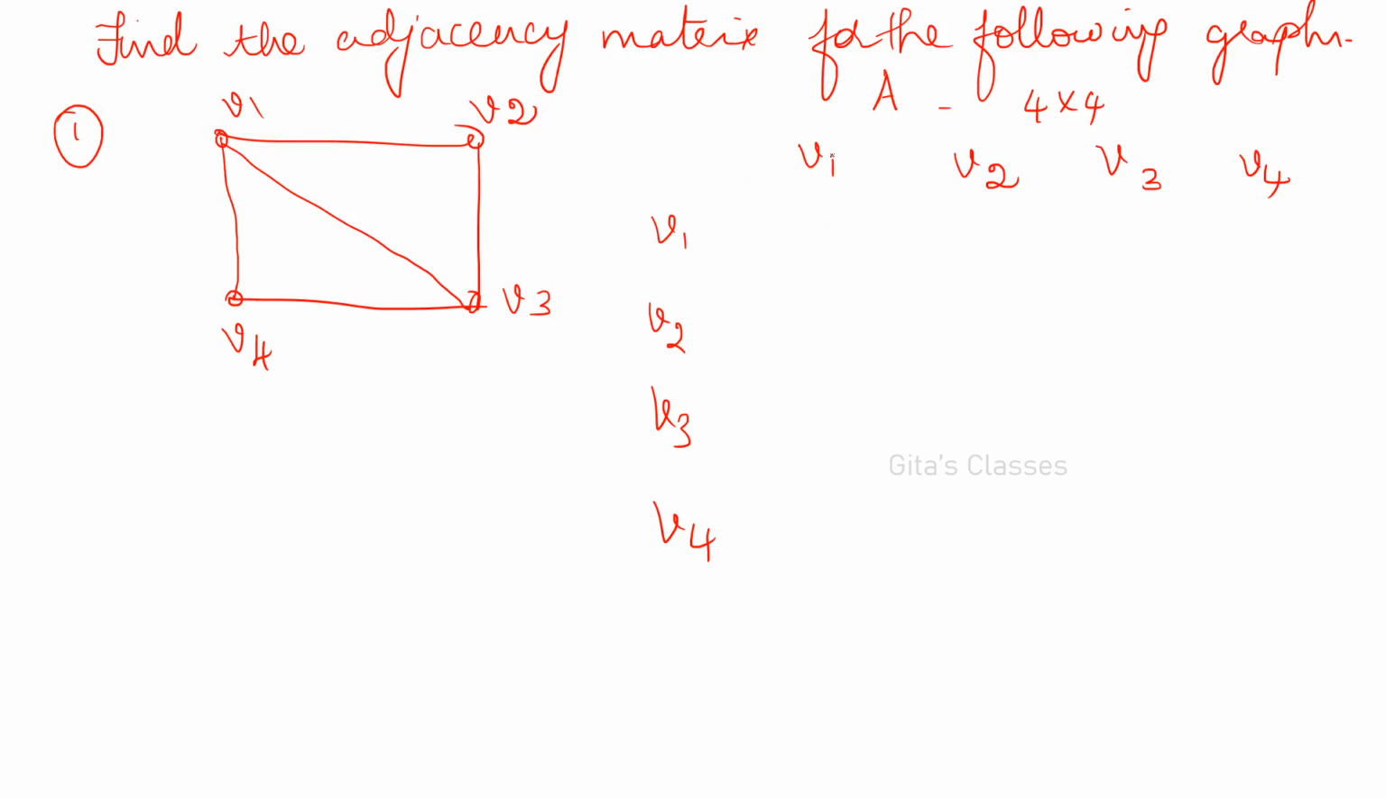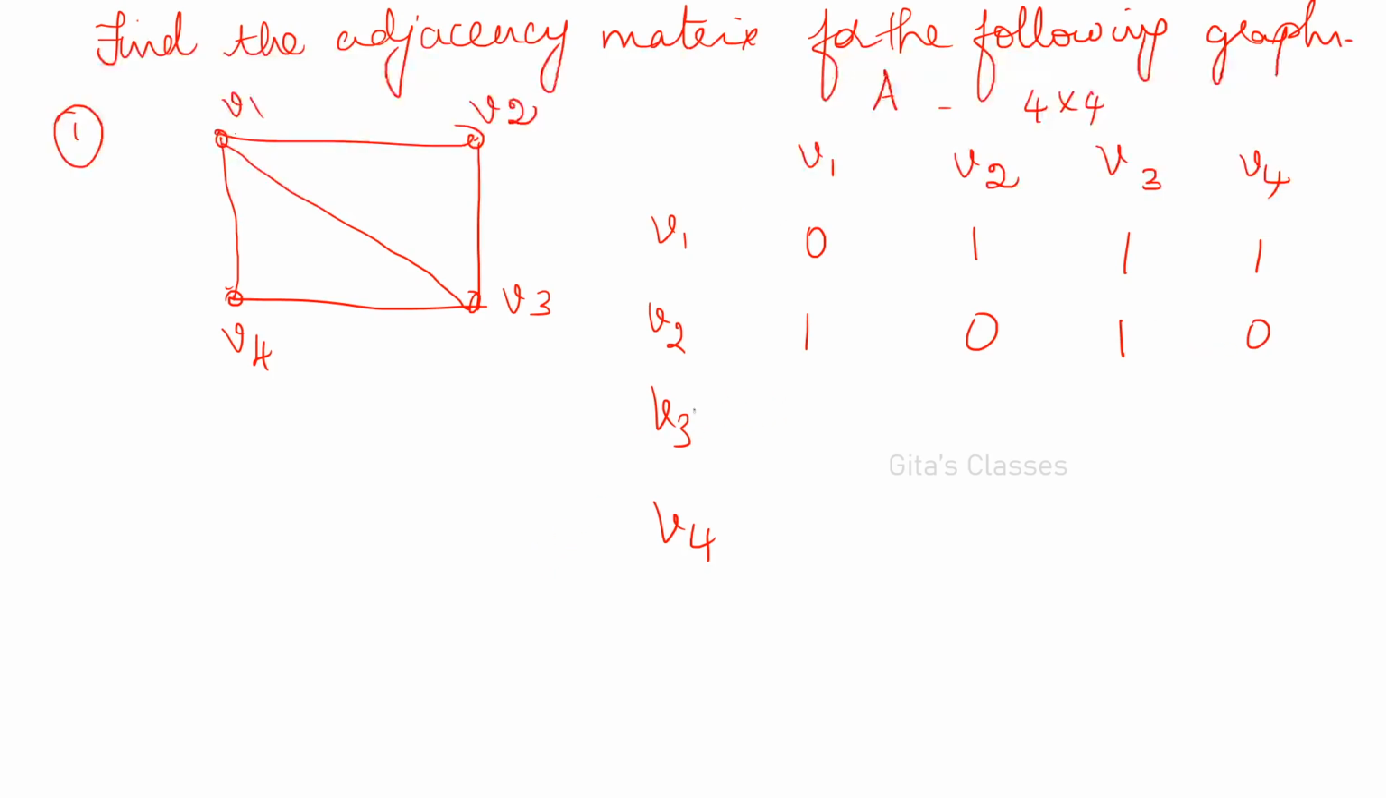Okay. So V1 and V1, if you have a loop, you have to write 1. Here there is no loop, so 0. V1 and V2, yes, they are adjacent. V1 and V3, yes, they are adjacent. V1 and V4, yes, there is an edge. If there is an edge, you write 1, otherwise 0. Okay. V2 and V1, yes, there is an edge. V2 and V2, there is no loop, so it is 0. And V2 and V3 are adjacent, so 1. And V2 and V4, they are not adjacent, therefore 0.